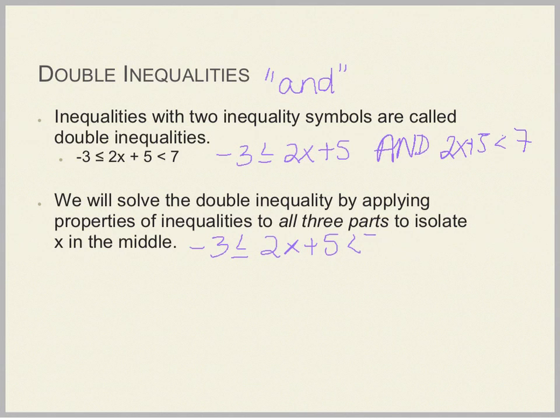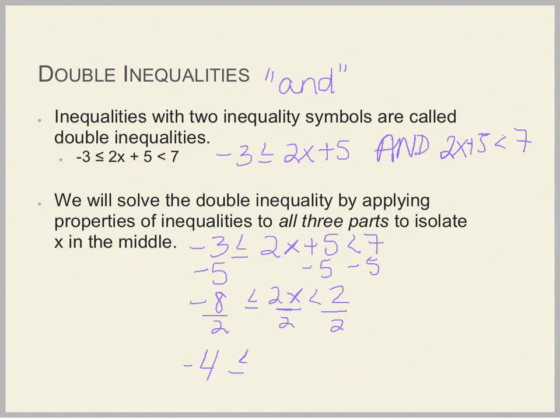So to do this, by isolating x, I am going to subtract 5 from the middle, the left, and the right-hand side. Leaving me negative 8 is less than or equal to 2x, which is less than 2. I'm now going to divide all three parts by 2, getting negative 4 is less than or equal to x, which is less than 1.